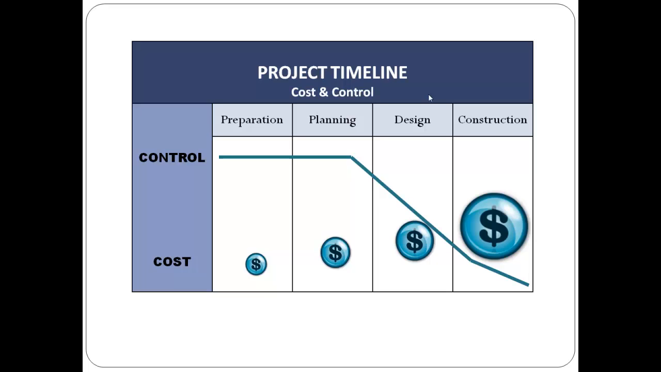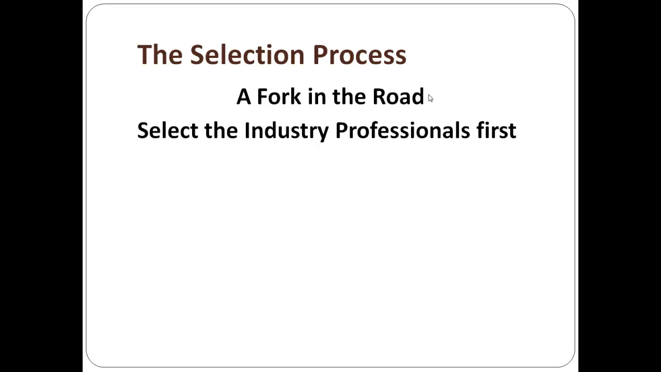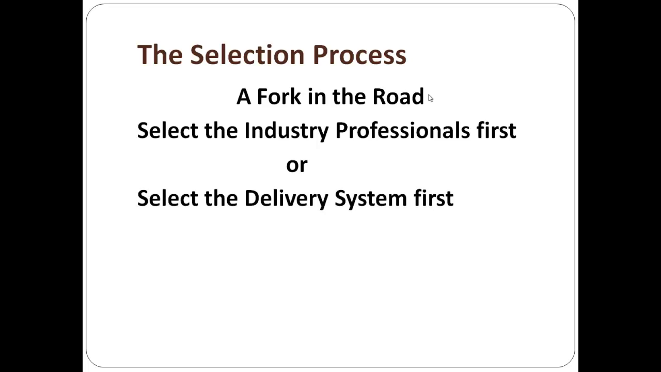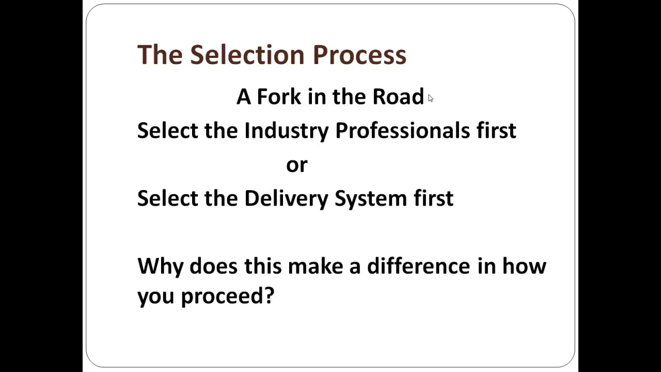So you lose control of your money and you lose control of your decision-making ability, because you've released the decision-making authority to an industry professional. In the selection process, there normally is a fork in the road. Churches ask, do we select the industry professionals first, or do we select the delivery system first? And why does this make a difference in how you move forward and how you proceed?